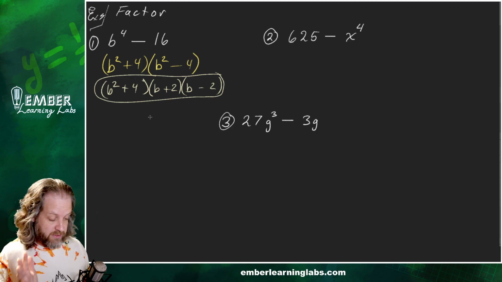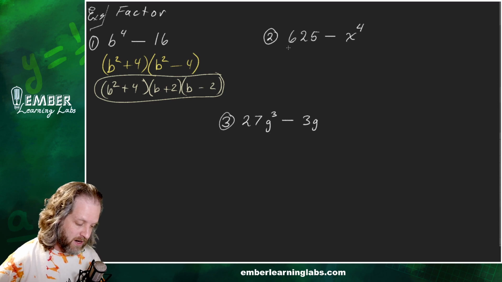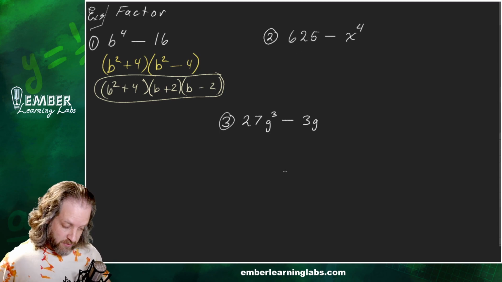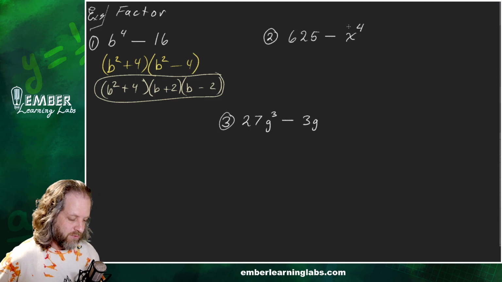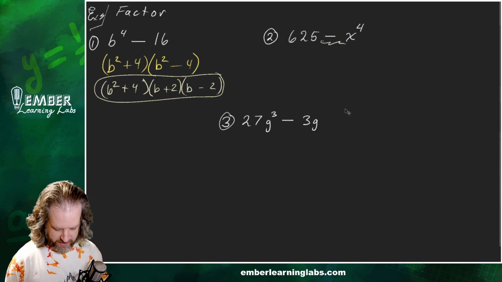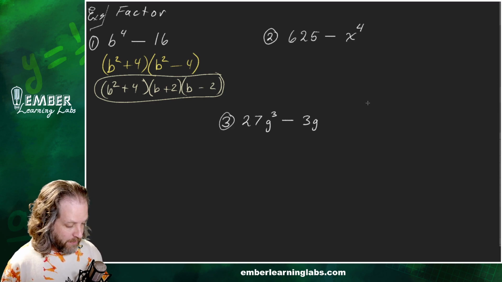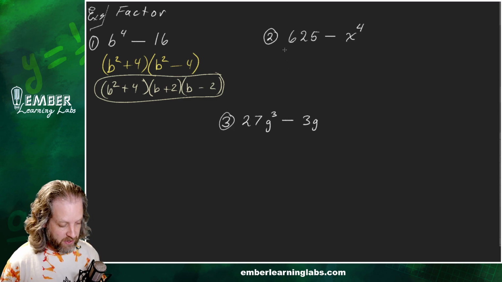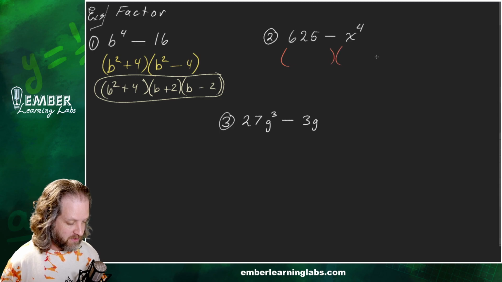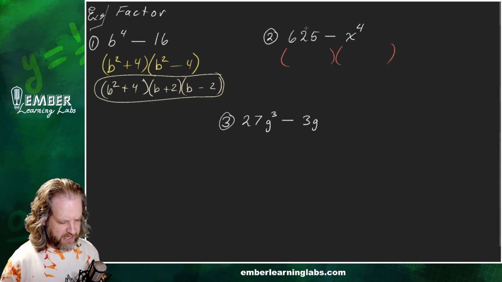Now, this one's a little bit crazy, right? We got the variable over here. We got the numbers over there. What do we do with that? Well, we have to leave it in this order because we need the difference to be in the middle, right? Other than that, we're going to do it just the same way. So two sets of parentheses. The square root of 625.